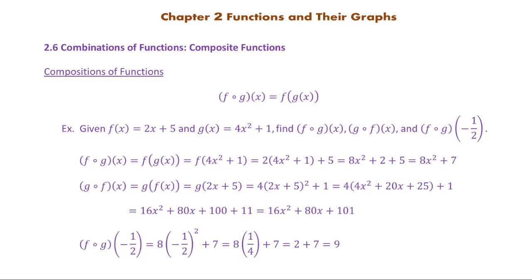So in the last part, we need to evaluate f circle g at x equal to -1/2. So what you do, you just plug in -1/2 for x in f circle g. So f circle g is just 8x squared plus 7. So plug in -1/2 for x, you get 8 times (-1/2) squared plus 7. (-1/2) squared is 1/4. So you get 8 times 1/4 plus 7. 8 times 1/4 is just 2. 8 divided by 4 is 2, right? 2 plus 7 is 9. So that's the final answer for this part. So that's the composition of functions.